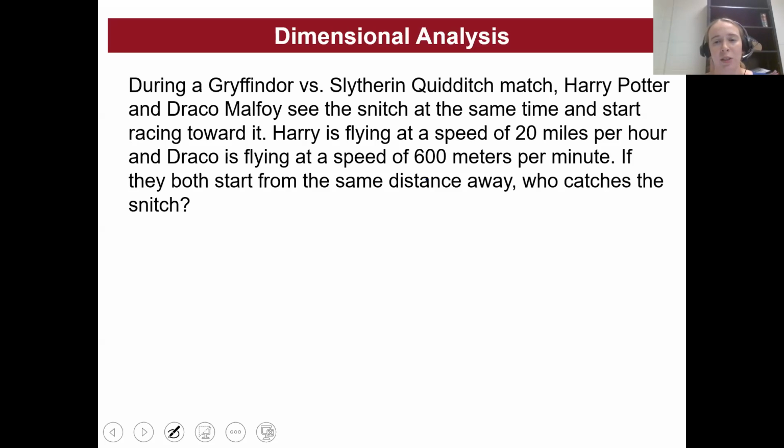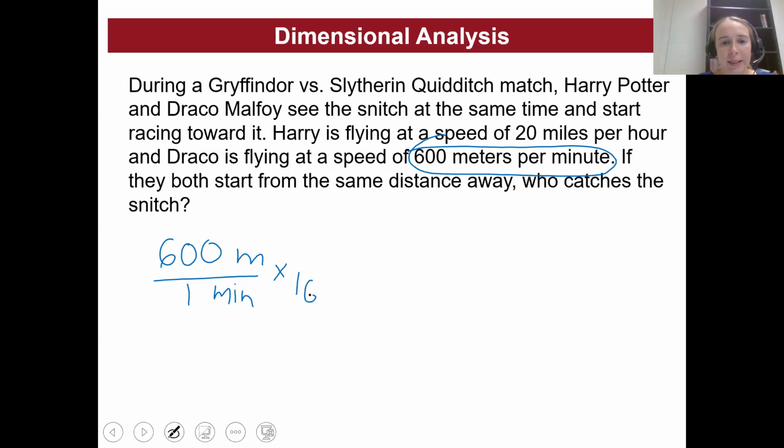So it doesn't matter which one you convert. Let's convert 600 meters per minute to miles per hour this time, because I have been going from miles to meters for all of our other problems. So this one, I'm going to do the opposite. So let's convert 600 meters per minute into miles per hour. So 600 meters per minute, so 1 minute. All right, so there are, once again, 1,600 meters in 1 mile. That gets us to our miles.